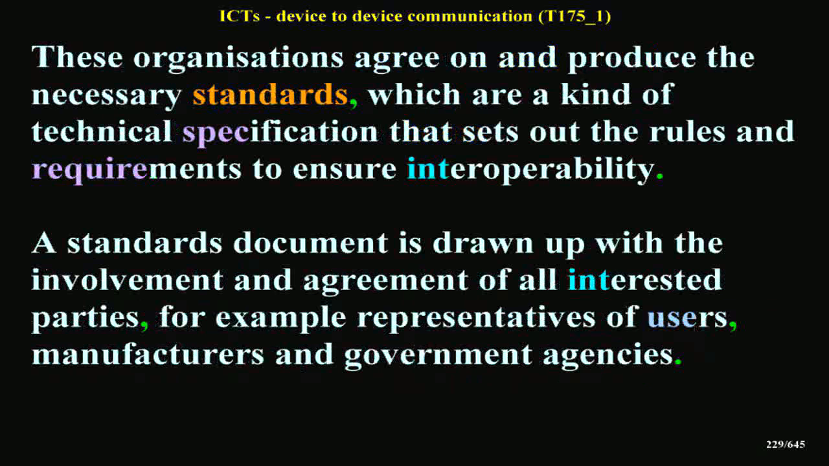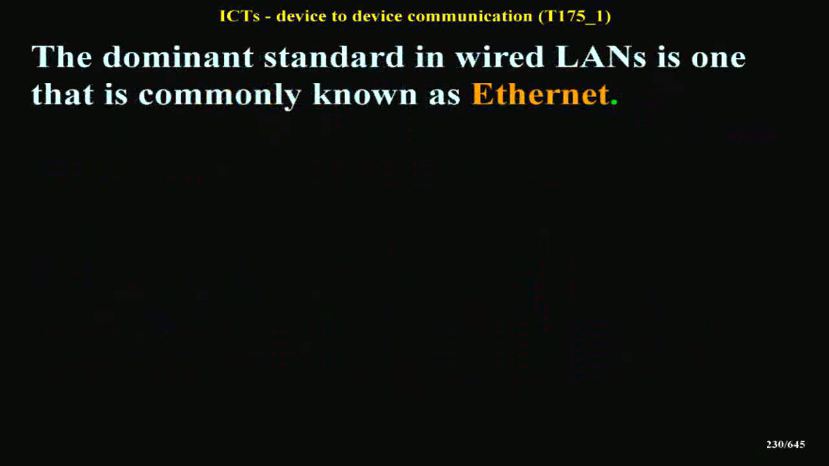These organizations agree on and produce the necessary standards, which are a kind of technical specification that sets out the rules and requirements to ensure interoperability. A standards document is drawn up with the involvement and agreement of all interested parties, for example representatives of users, manufacturers and government agencies. The dominant standard in wired LANs is one that is commonly known as Ethernet.